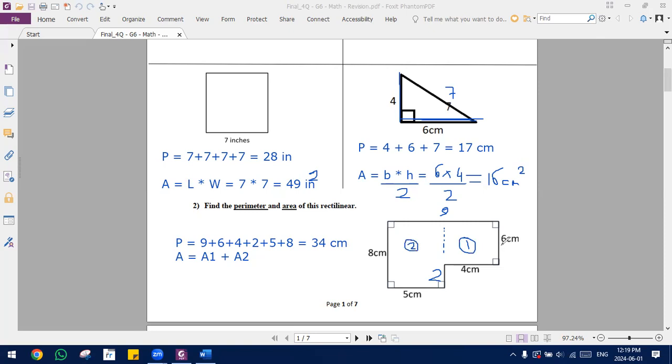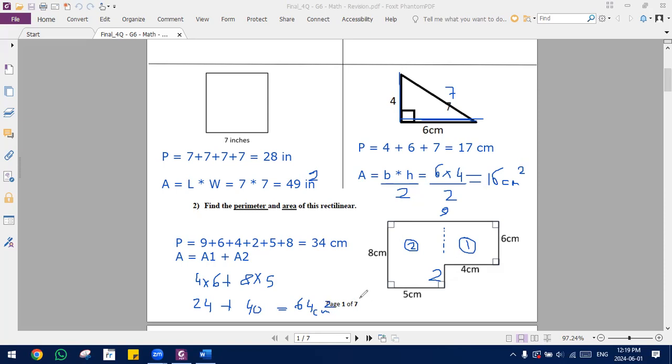How do I find area 1? As we know, it's length times width. It's 4 times 6. So here we have 4 times 6 plus, in area 2, what do we have? We have 8 times 5. 4 times 6, 24, plus 8 times 5, 40. So the total area will be 64 centimeter squared.